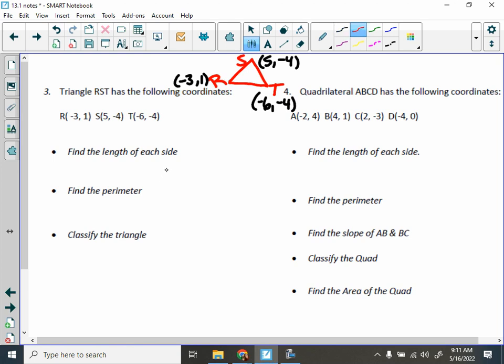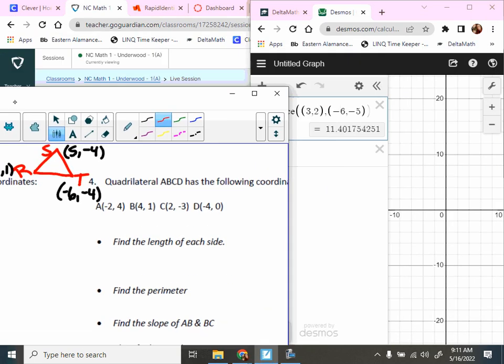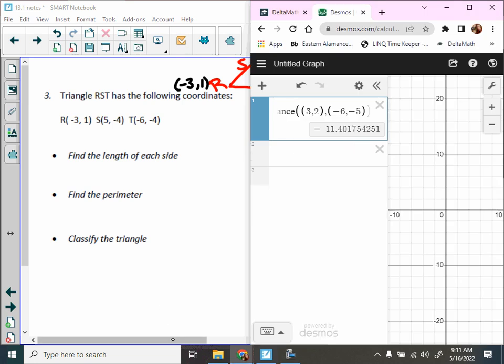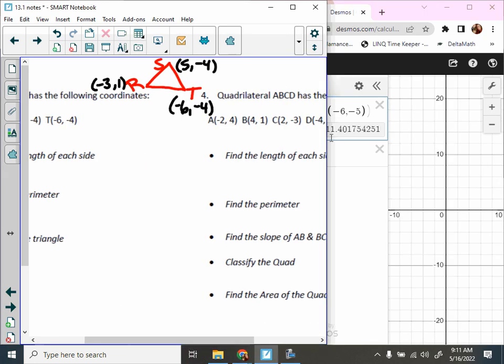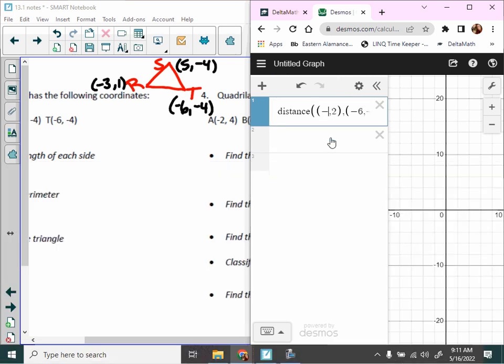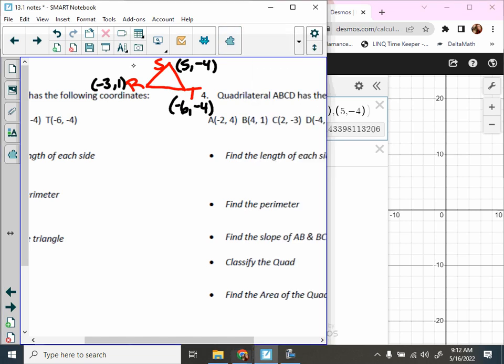Okay, what they tell you to do is to find the length of each side. How many times do we have to use the distance formula? 3 times for 3 sides, you're right. So let's do R to S first. Okay, so I'm going to use the -3 and 1, and then 5 and -4. What'd y'all get? 9.4. Okay, cool. So I'm going to label that on my picture here, 9.4-ish for R to S.